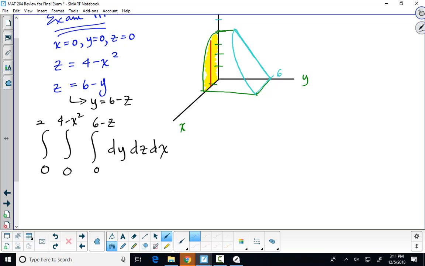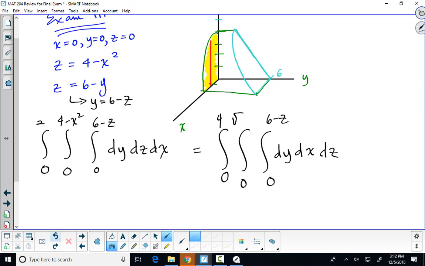If we did dx dz, it would just be a root. What if we changed to dx dz if we went horizontal? Then we would have to take that and solve for x, and we get x equals the square root of 4 minus z. And then z would go from 0 to 4. So if you did do that, let's just write it: 0 to 6 minus z, 0 to 4, 0 to the square root of 4 minus z.